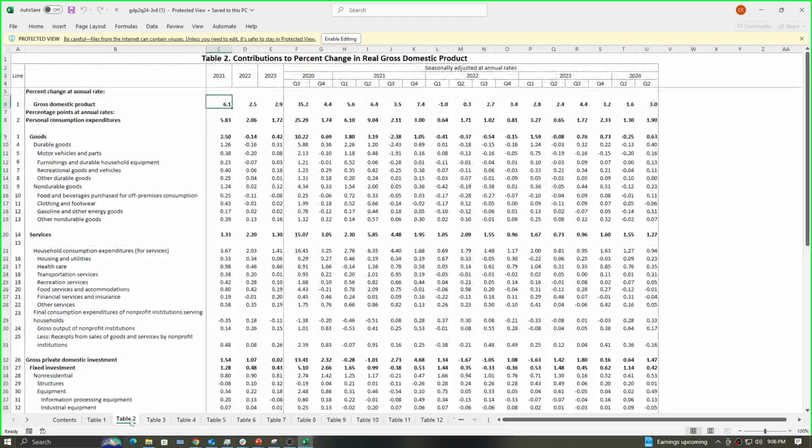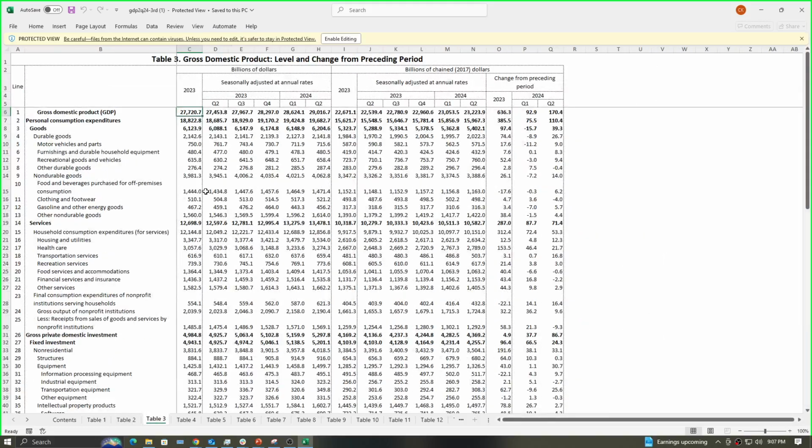All right, just a little bit more. Table 2 goes into a little more detail, right? What type of goods? Motor vehicle parts, furnishing, right? It just goes into even more detail to give you more data. Keep clicking on these tables, you get even more data.